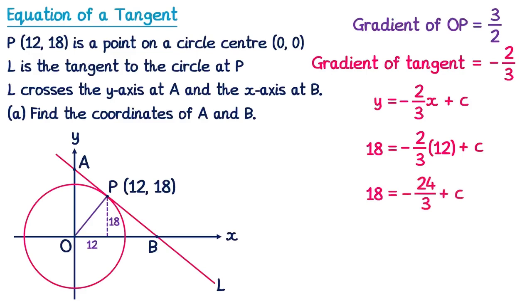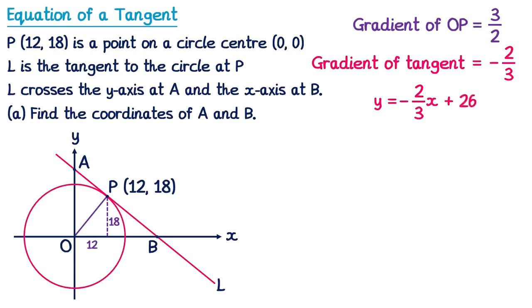Now 24 actually divides by 3 to give you 8. So instead of negative 24 over 3, we could write negative 8. Then we just add 8 to both sides, and we'll find that c is equal to 26. Then we can replace the c in the equation with 26. So we've now found the equation of the tangent.